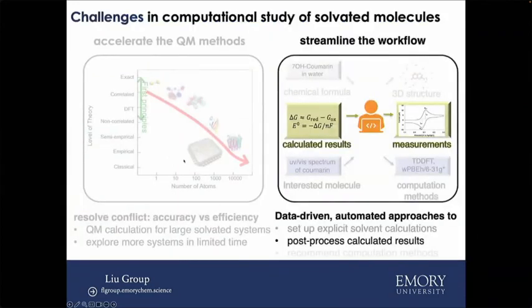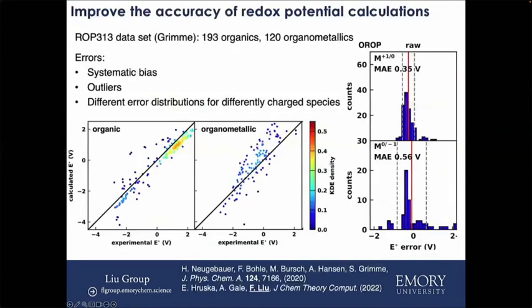Okay, so I don't have a lot of time remaining, so I will quickly go through the second aspect. What can we do once we have such a workflow that can allow us to generate the data? I'm going to show one example where we try to improve the accuracy of calculations of solvated molecules by using the data we generated through the workflow, such that we can get results better compared with experimentally measured results.